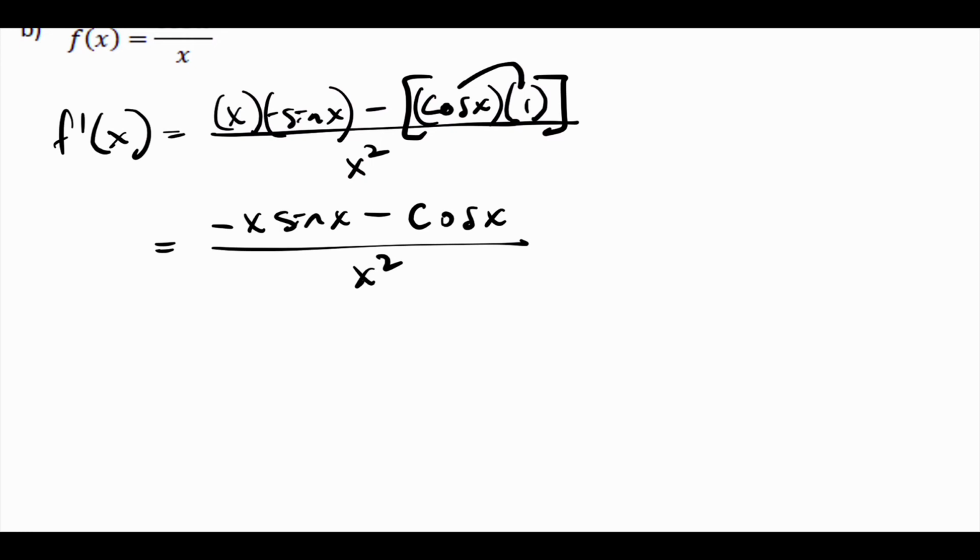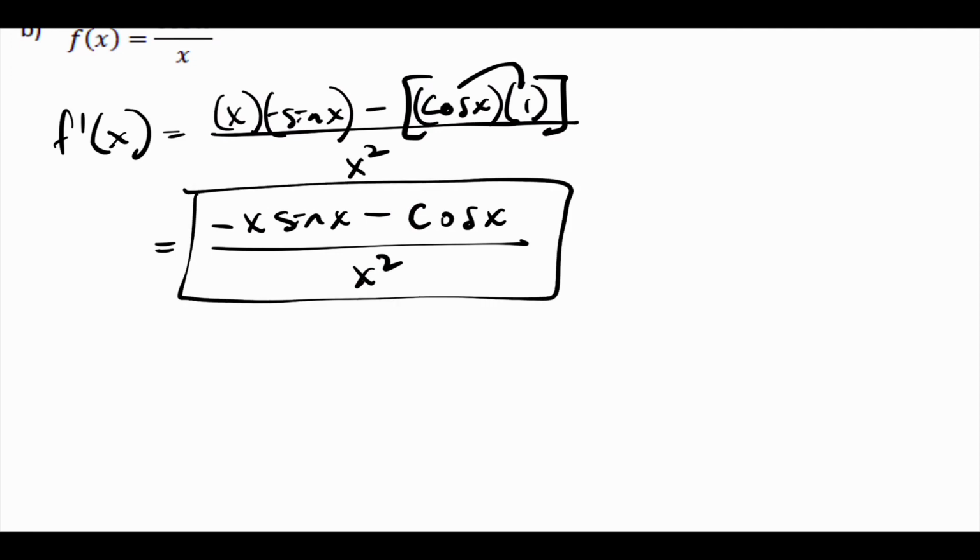Can I do this? No, I can't. What would need to happen for me to be able to do that? What else would need to be there? If this guy had an x, I could do that. But because that guy doesn't have an x, I can't do that. There you go.